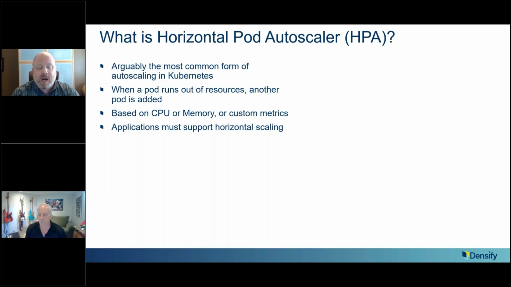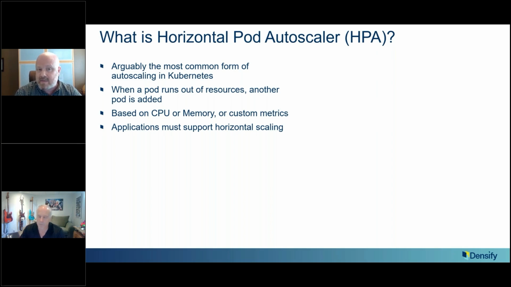So the first is probably the most common type of autoscaling done in a Kubernetes environment, and that is the horizontal pod autoscaler, also known as HPA. The way that HPA works is that when a pod begins to run out of resources, whether that be CPU or memory, horizontal pod autoscaler will kick in and create an additional pod. So again, we're talking about parallelism, adding additional pods to manage that capacity.